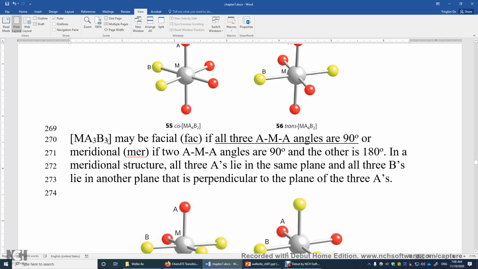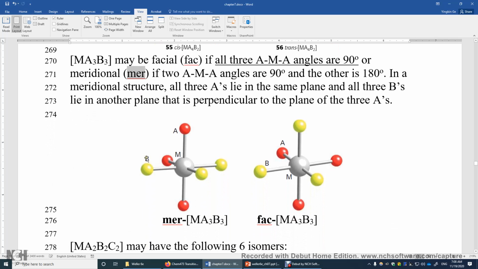Now, what if you have 3 ligand As and 3 ligand Bs? A and B are different, and then we have 2 different geometric isomers: facial and meridional. The shorthand notation for facial is FAC, F-A-C. The shorthand notation for meridional is MER, M-E-R. Let's look at the pictures first. This is meridional. You may notice that these 3 As are on the same plane with 3 different angles, 90, 90, and then 180. 180 is different from 90 and 90, so there's 180 here.